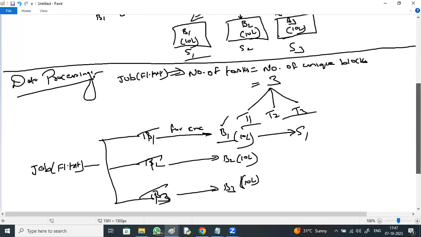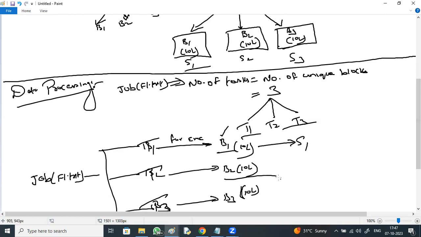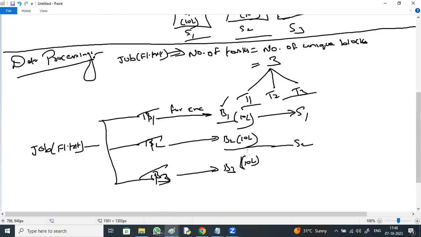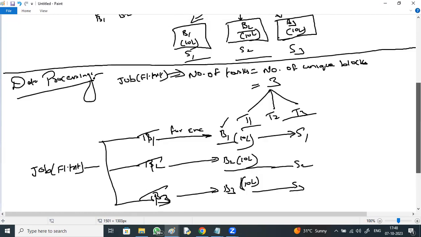And who should execute this T2 task, B2's 10 lakh records? Slave 2 only. There is no other chance, because the B2 block is present in S2. S2 only can execute that. Who should execute this T3? T3 is for executing B3. S3 only, slave 3 only, can execute it.